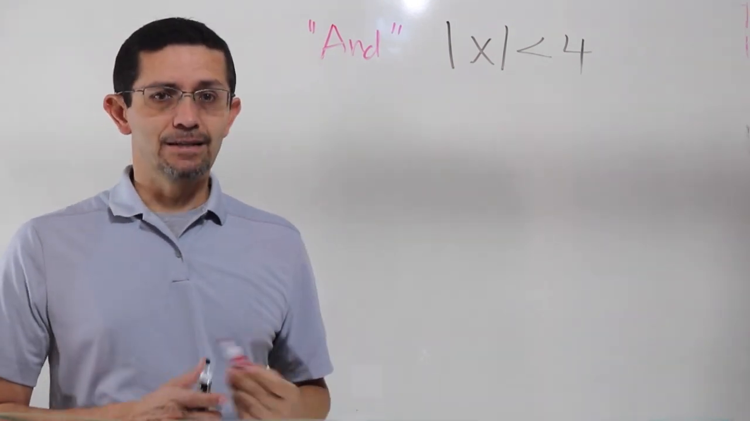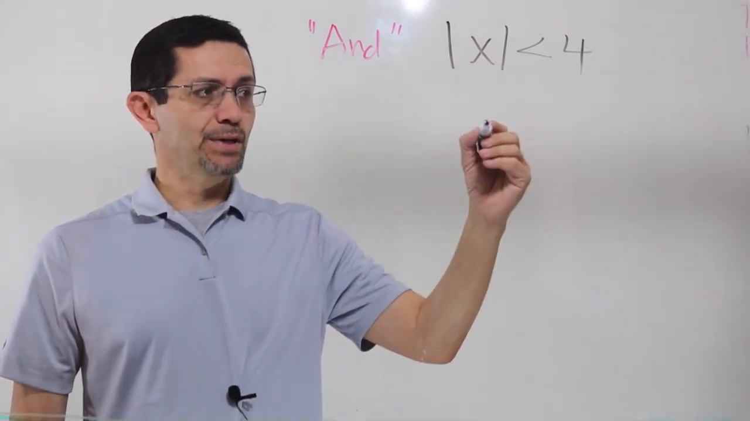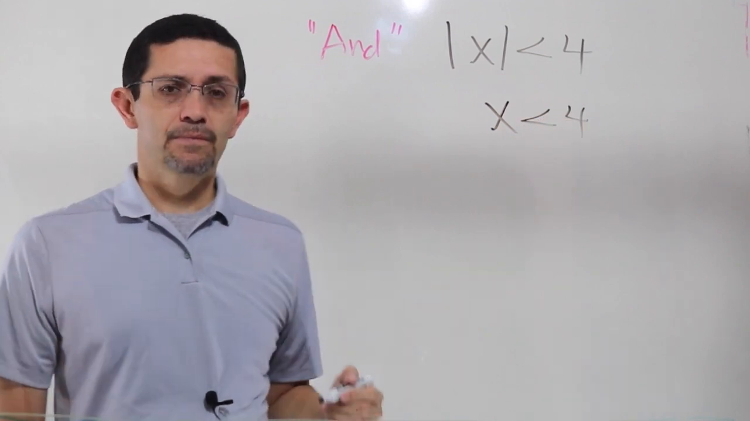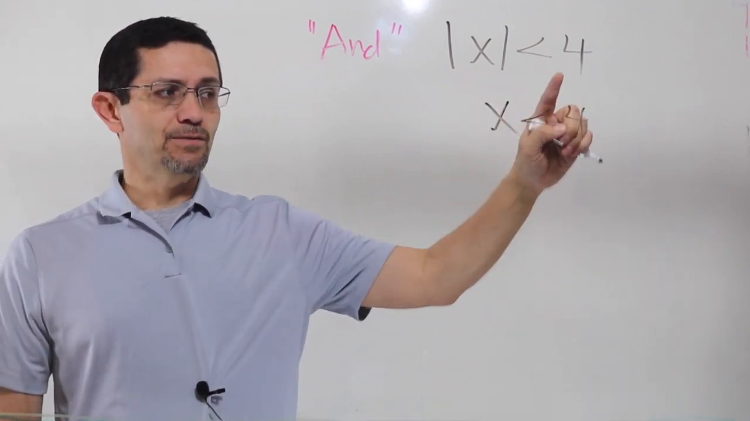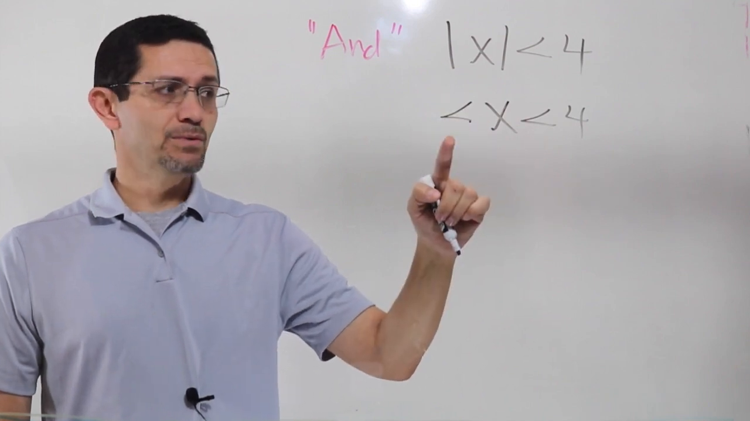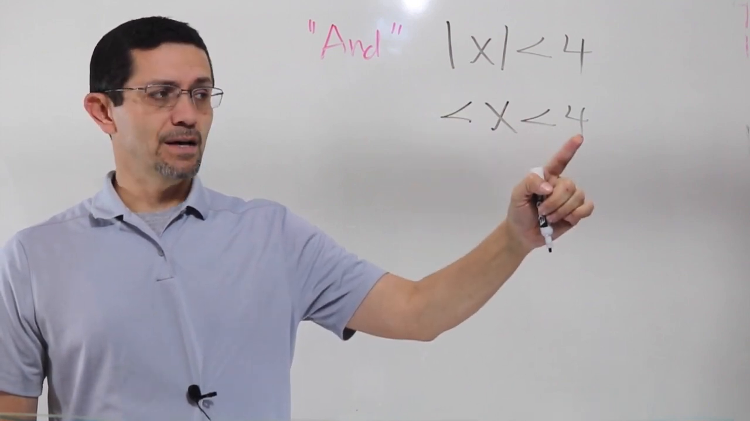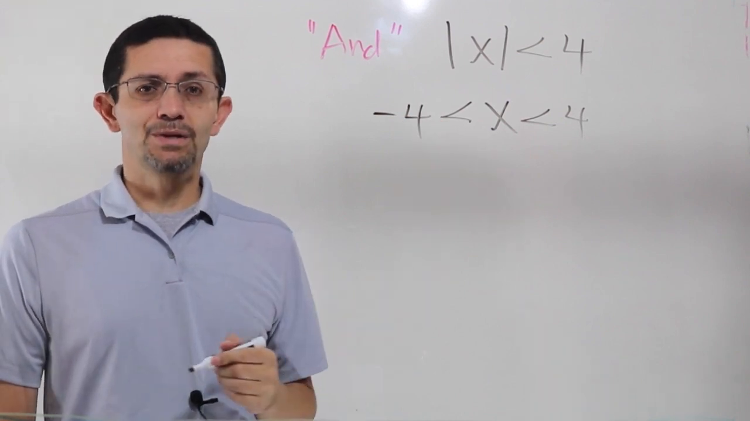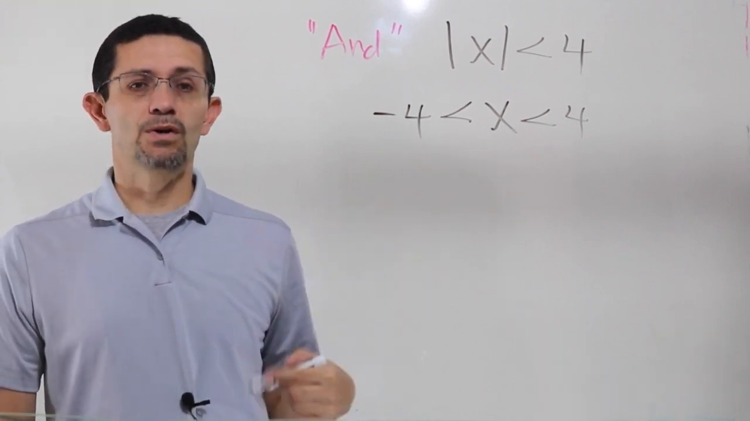When it is less than, what's going to happen is the following. I'm going to bring that inequality down, which is x is less than 4, and on the other side I'm going to copy the same symbol and change the sign. Instead of 4, it's going to be a negative 4. That's one way of writing it.